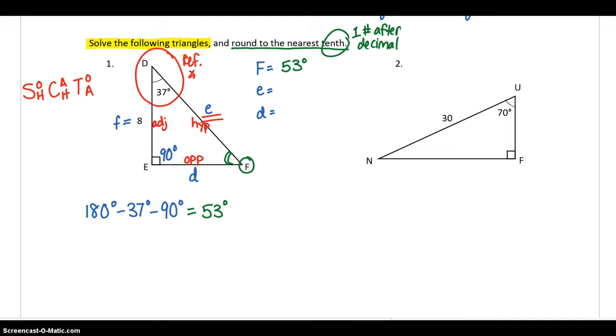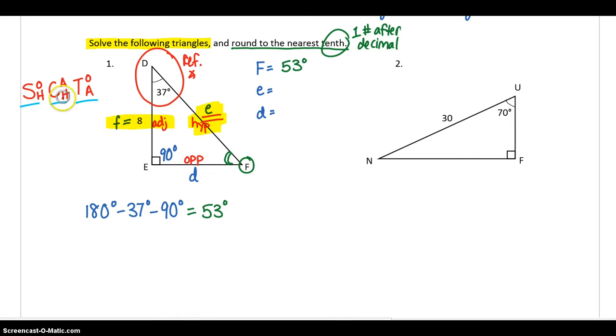So if I want to set up a trig equation then, the first thing I'm going to need to figure out is which one of these trig functions to use. And the way I figure that out is by looking at what sides I already know and what side I want to find. In this case, I already know side F, which is my adjacent side. And since I want to find side E first, just because I decided to find that one first, that means I want to find the hypotenuse. So if I want to set up a trig equation to solve for side E, I need a trig function that has the adjacent side and the hypotenuse. So that's A and H.